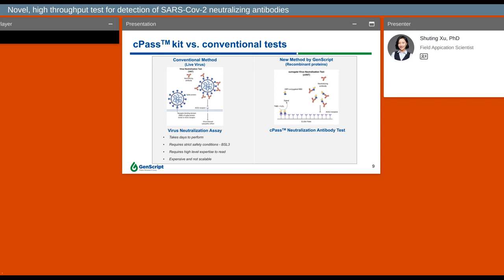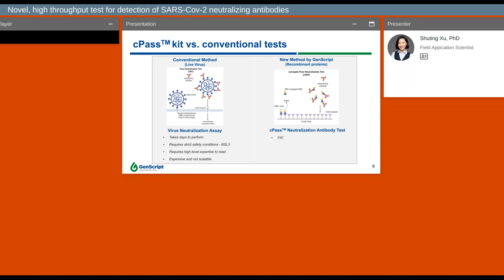One of the most conventional, or traditional, ways is the so-called virus neutralization assay. This assay needed live virus, and because of that, it takes 2 to 3 days to perform the assay, and it also needs a BSL-3 lab because we need to use the live coronavirus. Additionally, to perform this assay, you need highly trained expertise to do the experiment and also to interpret the data. This assay could be quite expensive due to the production of the virus and the performing of the lengthy experiment.